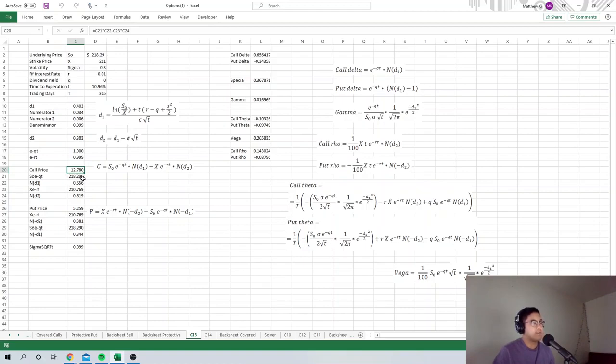Anyway, the call price for this option using these inputs is $12.78. Now that's not the market. This is just the Black-Scholes formula. So you want to compare it to the market, and usually it's off by $1 or $2, but it's pretty accurate.